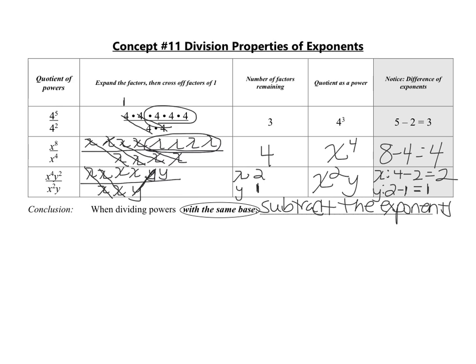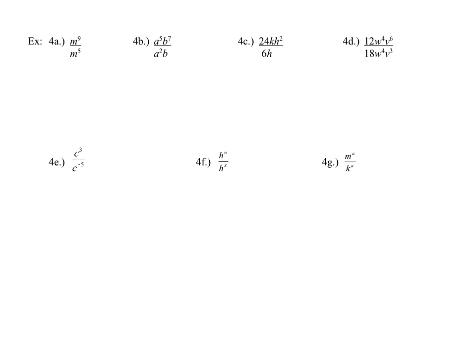So let's go ahead and try some without doing it in expanded form. Okay, so here I've got m to the 9th over m to the 5th. So if you think about it, I'm going to have 9 m's on the top, 5 m's on the bottom. If I just subtract 9 minus 5, I'm going to be left with 4. So this one just becomes m to the 4th. Go ahead and try the next one on your own. Go ahead and stop the video. Try the next one on your own.